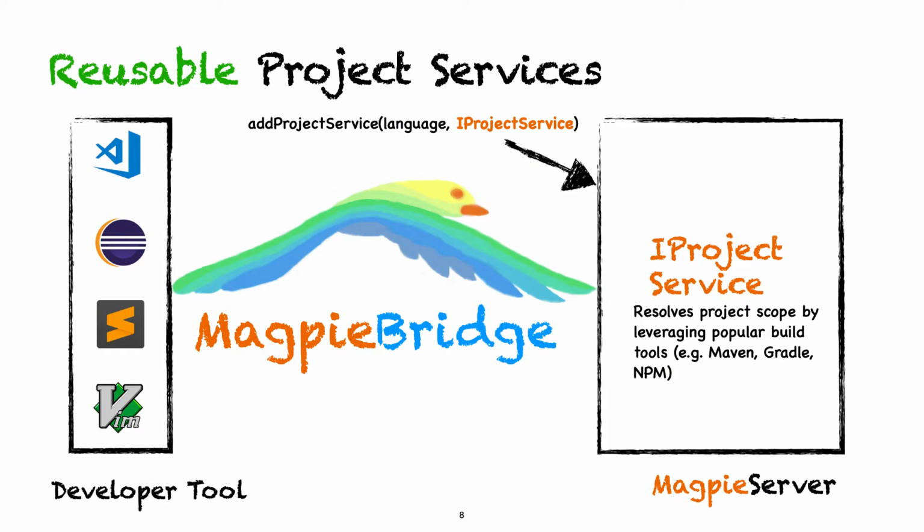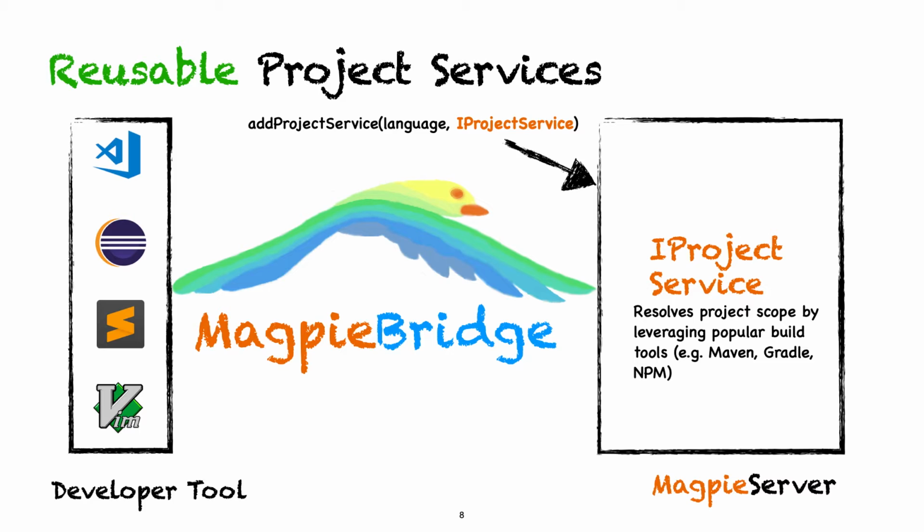So MagpieBridge is a reusable framework, and it provides reusable project services. In order to do whole program analysis, writers have to resolve project scope to find the source code path and the library code path. Usually they have to do it every time for every analysis, which is again repeated work. Project services provided by MagpieBridge leverage popular build tools such as Maven and Gradle to solve this problem and save your work, since the resolution is always the same for the same kind of projects.